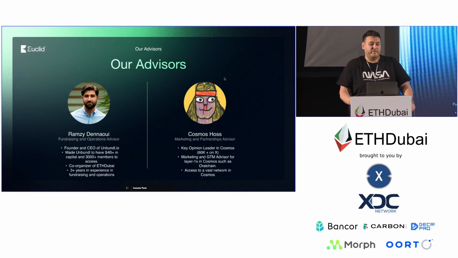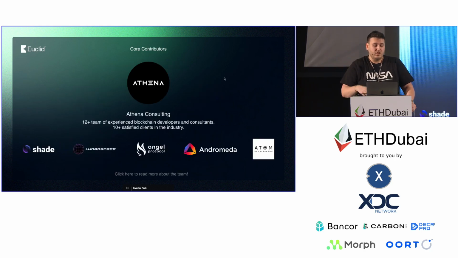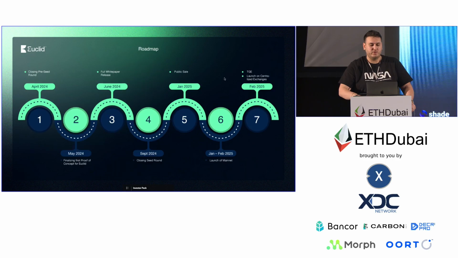For our advisors, we have Ramzi Danawi, I think he's here as well. He's CEO and founder of Unbundle. He has access to capital and members, and he supports us in fundraising and operations. And we have Huss, who is a KOL in the Cosmos space. He's big there, and he helps us with partnerships with chains and go-to-market strategy. Athena is the team working on the project. We've worked with over 12 teams in the space, such as Shade Protocol, Angel Protocol, Andromeda, and AADAO. These are mostly Cosmos projects, but we also worked outside of Cosmos.